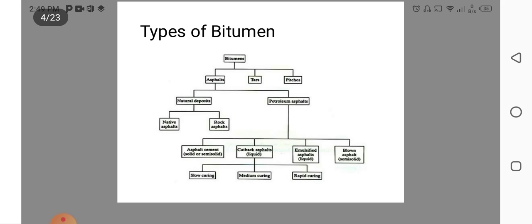Types of bitumen. Here are some of the types of bitumen: asphalts, tar, and pitches. Asphalt is divided into two sub-categories: natural deposits and petroleum asphalts. Here you can see petroleum asphalt is divided into some types: asphalt cement, cutback, emulsion, filled asphalt, and blown asphalts.